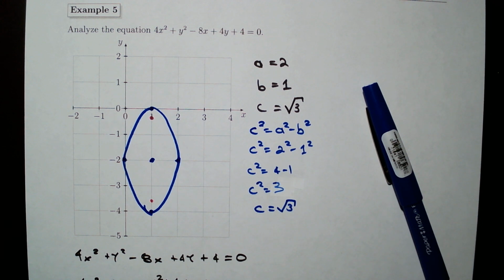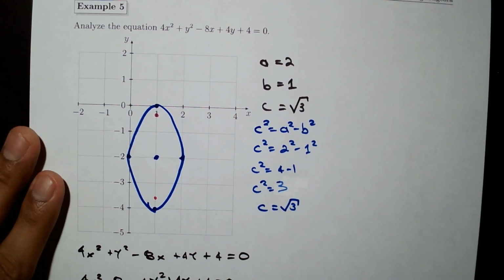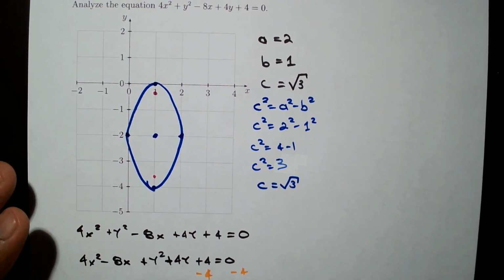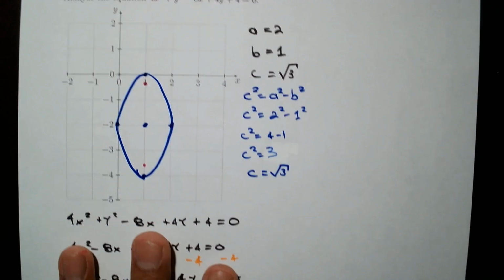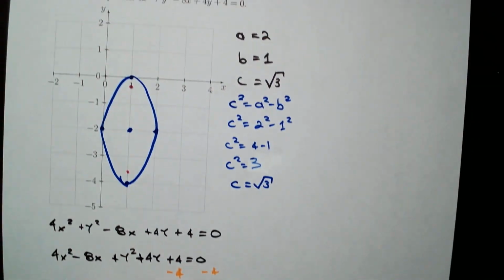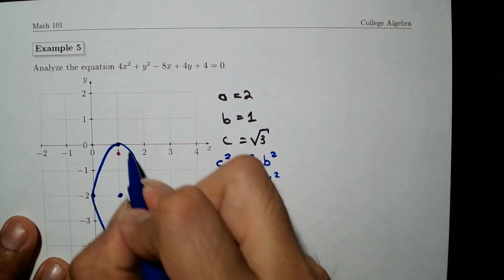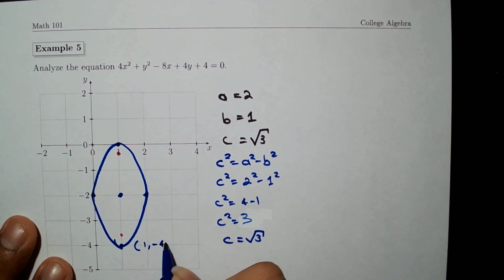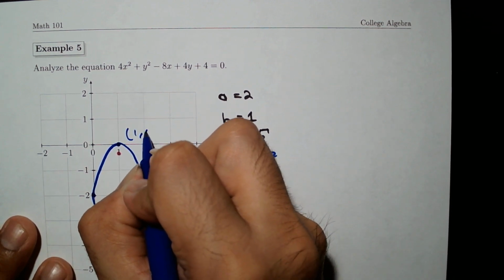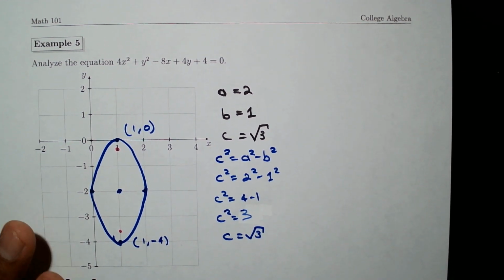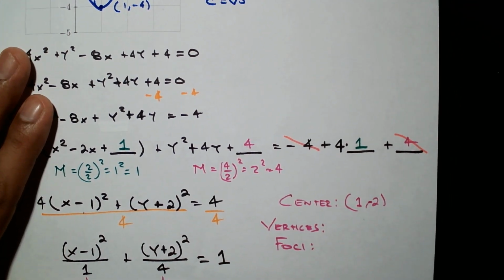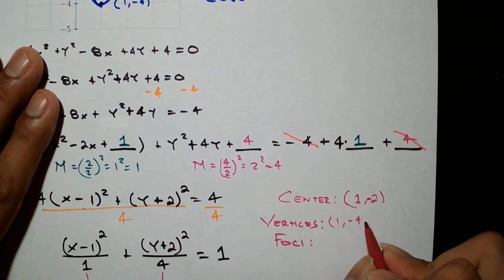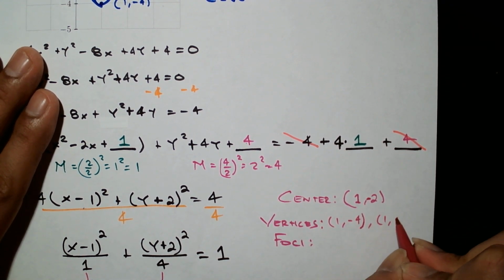So let's see. So we were analyzing this, right? So let's go back to our list, vertices. Okay, let me write them down here. The vertices are 1, negative 4, and 1, 0. All right? So 1, negative 4, 1, 0.